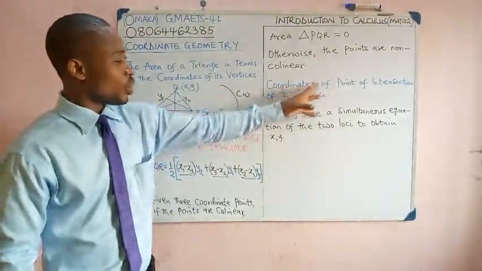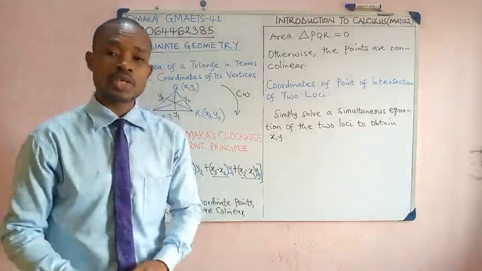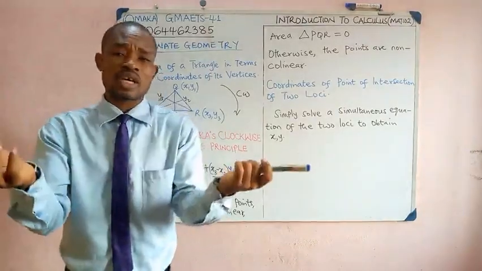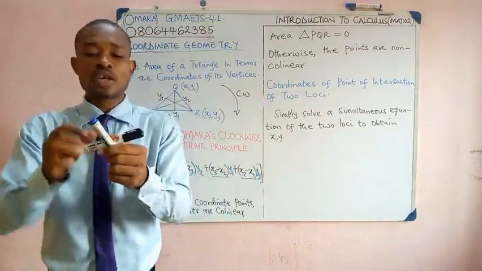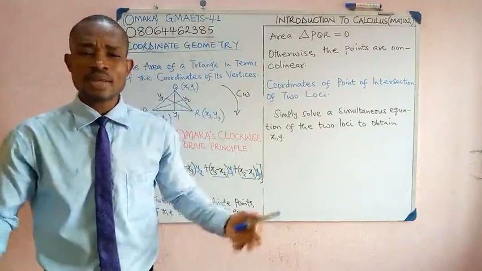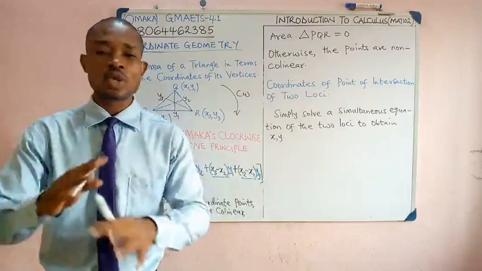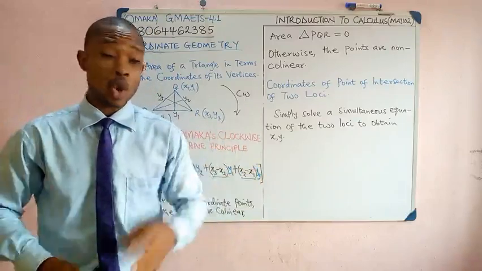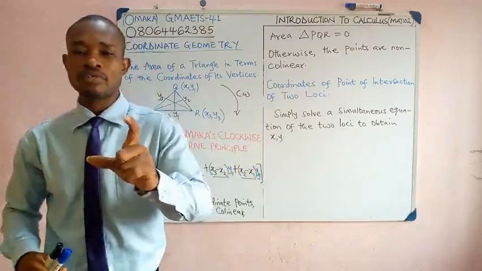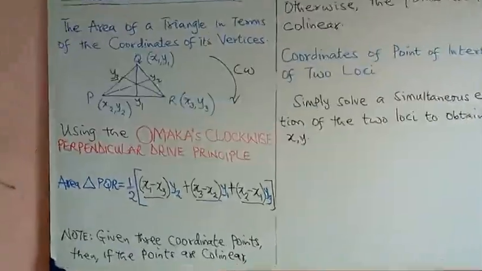Now I want to conclude with coordinates of the point of intersection of two loci. Imagine you're given equations of straight lines or maybe curves and they intersect. You are asked to obtain the coordinates of this point of intersection. What do you do? Simply solve the simultaneous equations using these two equations given to you. Obtain your x and y, and that's the coordinate of that point of intersection.